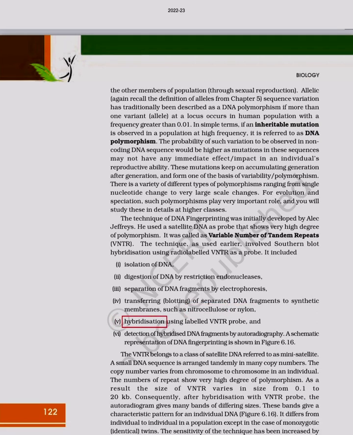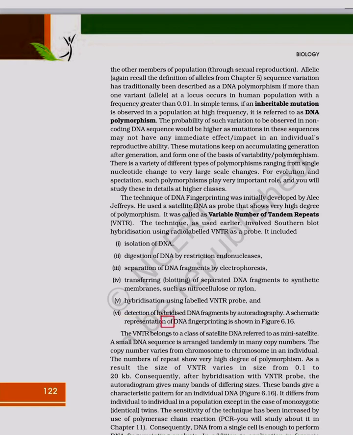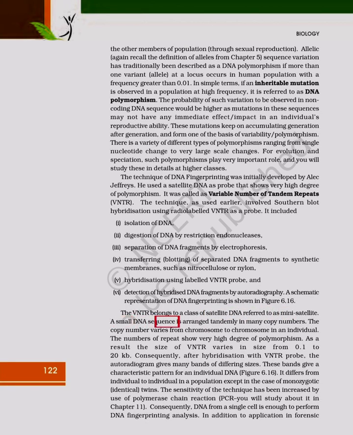(v) Hybridization using labeled VNTR probe, and (vi) detection of hybridized fragments by autoradiography. A schematic representation of DNA fingerprinting is shown in Figure 6.16. The VNTR belongs to a class of satellite DNA referred to as mini-satellite. A small DNA sequence is arranged randomly in many copy numbers.